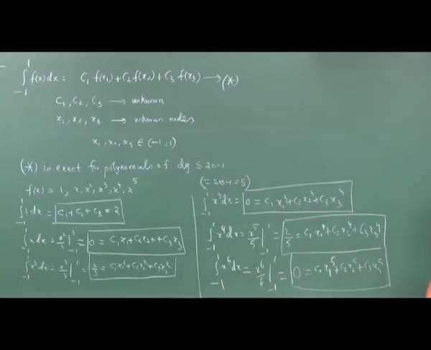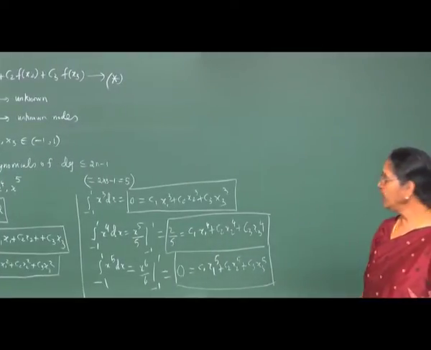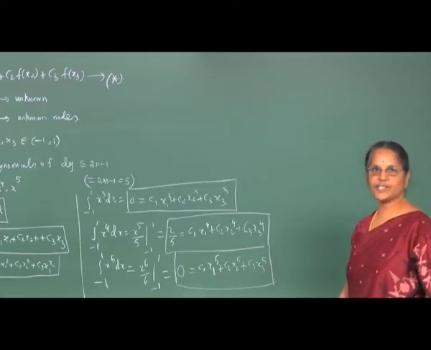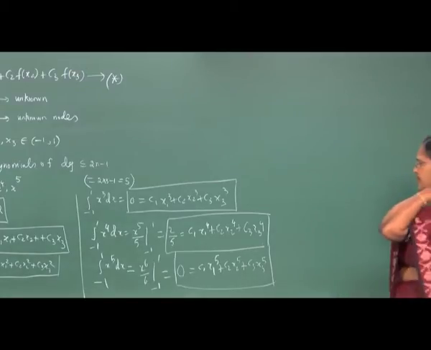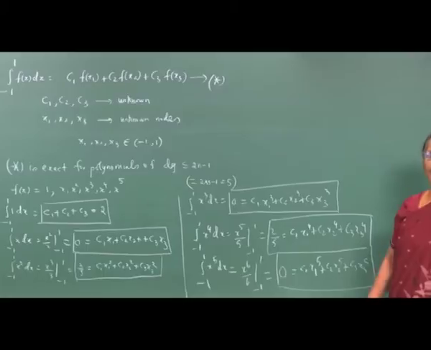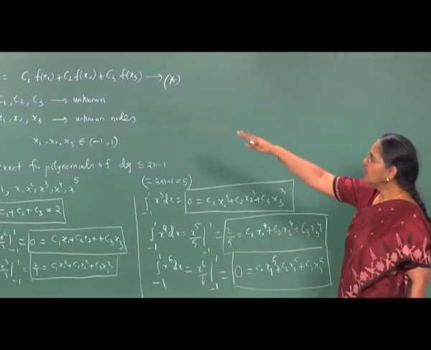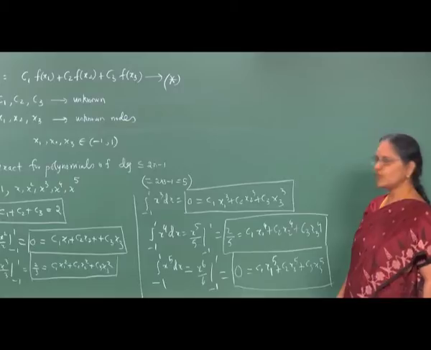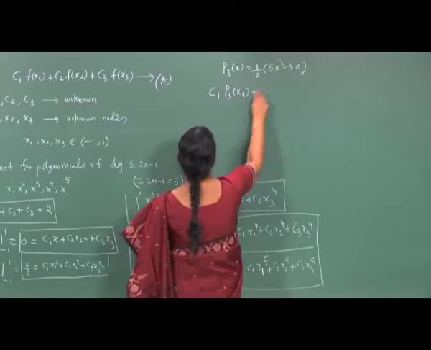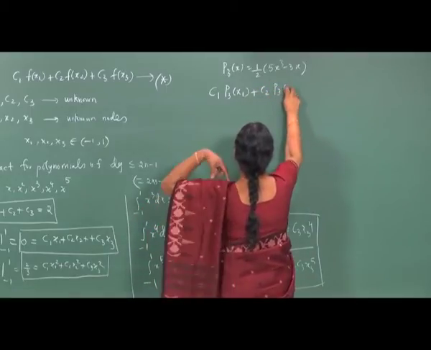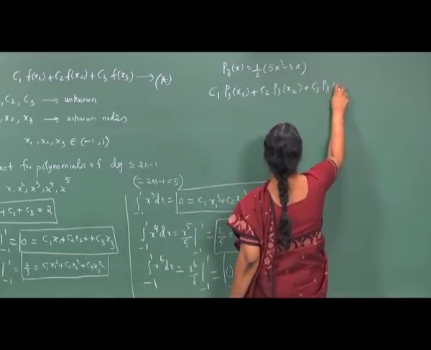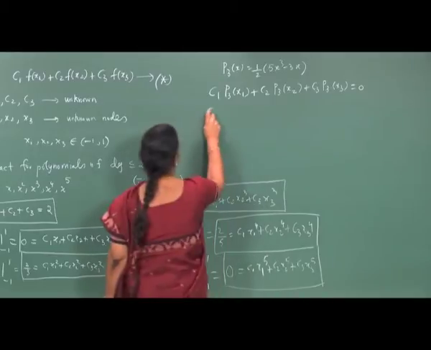So, using these 6 equations, we will be able to determine the unknown constants c1, c2, c3 and the unknown nodes x1, x2 and x3. So, we do the calculations which is similar to what we have done in the derivation of Gauss integration method for n is equal to 2. So, you get c1 into P3 of x1 plus c2 into P3 of x2 plus c3 into P3 of x3 will be 0 by orthogonality property.